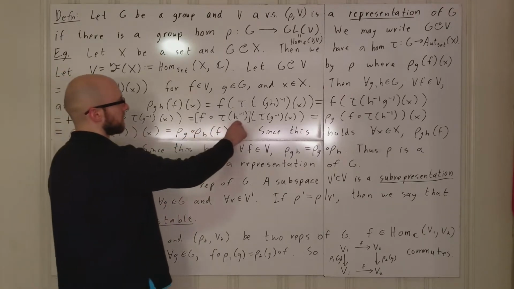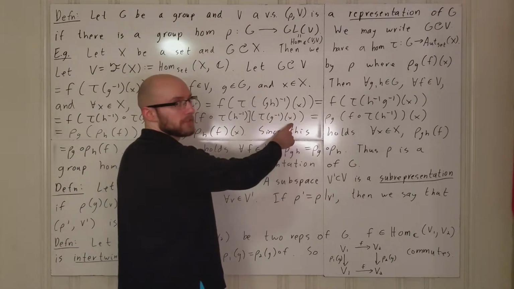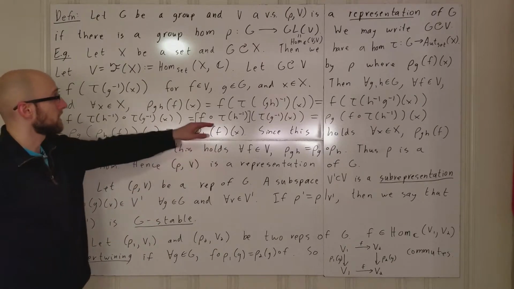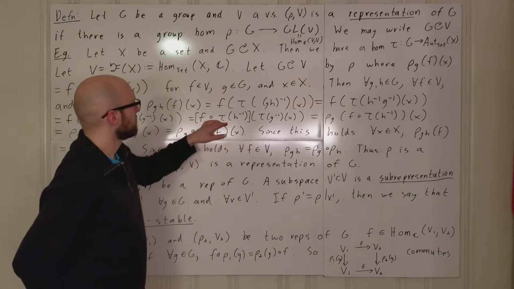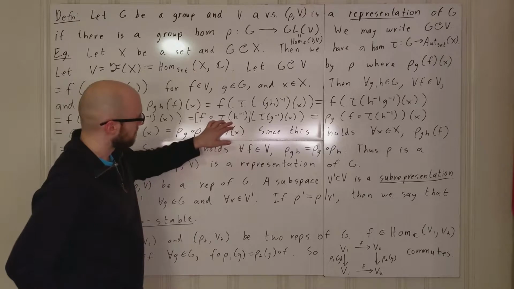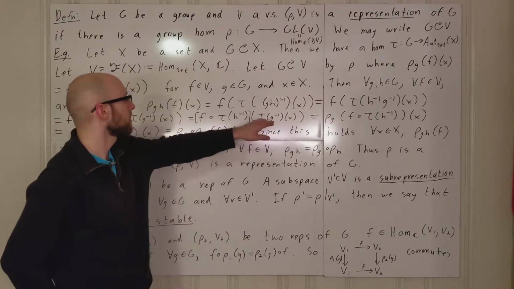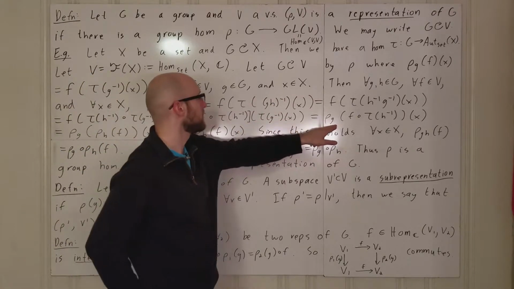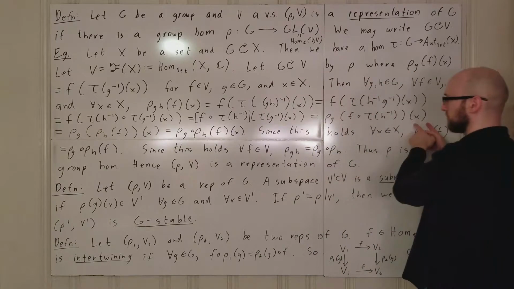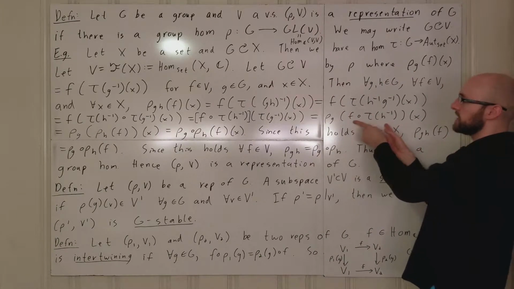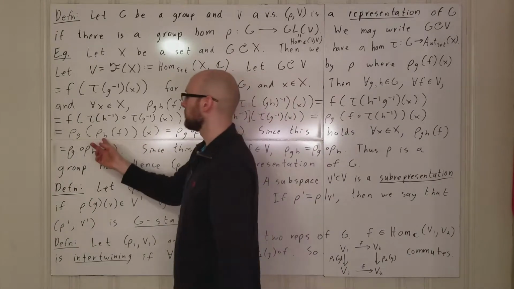Okay, so here F composed with tau H inverse, this is going to be our function from X into C, and here this is going to be our element of X. Okay, but this thing, we have some element of V evaluated at tau G inverse of X, and if you look at the definition of rho, this is precisely taking rho of G evaluated at this function, this whole thing being evaluated at X. And then from here, this thing on the inside, F of tau H inverse, is the same thing as rho H of F.